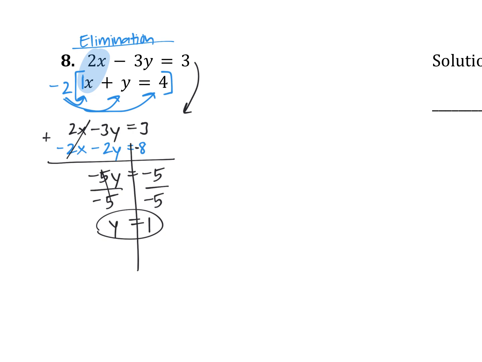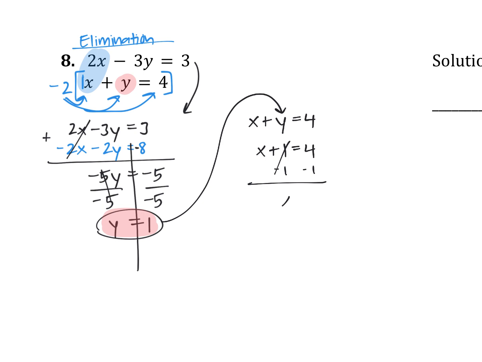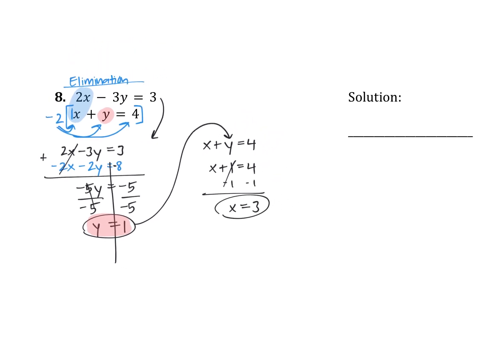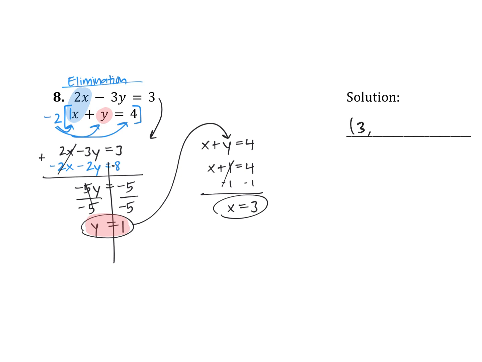Now I'm not done because I got to go back and solve for x, so I'm going to plug in 1 into either equation. It doesn't matter which one. I'm going to choose the second one, and then I'm going to solve for x. So x plus y equals 4. I'm plugging in 1 for y, so x plus 1 equals 4. Subtract 1 from both sides. We get x to equal positive 3. So your final answer as a coordinate would be 3, 1. X always comes first.